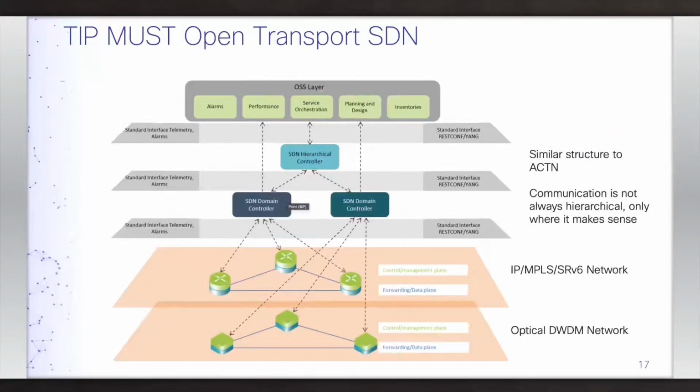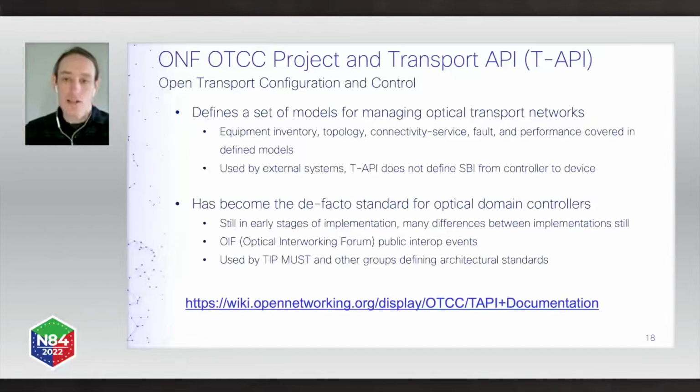When I talk about SDN architectures, they've defined their own architecture, but as you can see, it looks almost identical to the ACTN architecture. Some of the names are a little bit different, but that's for a reason. We want to coalesce on one type of SDN architecture for networks, specifically SP networks. There are a lot of similarities to ACTN in how they define the controller interactions, and most of that covers both IP and optical. The TIP MUST group is working on use cases for both IP and optical.